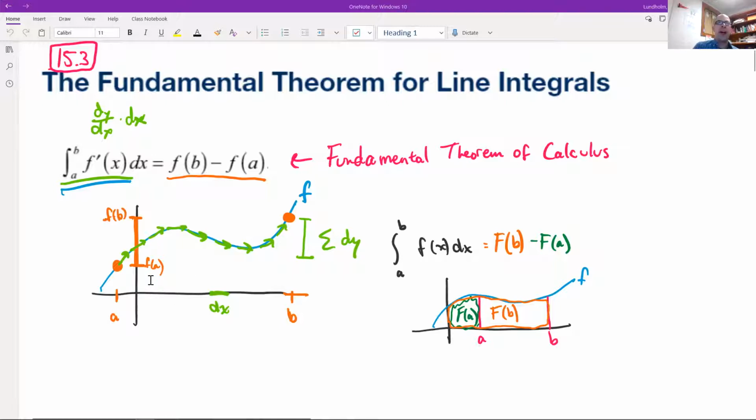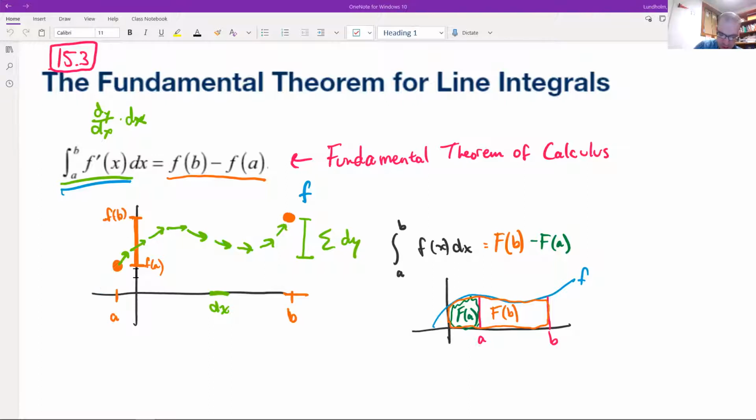Down below, the task would be, can we figure out how much the y value changes from our starting y value to our ending y value. If you already have a function f, by far the easiest way is to calculate f of b and subtract f of a. That gives you a difference of y values. But what if you didn't have f?